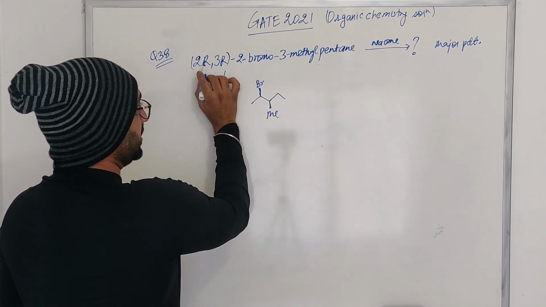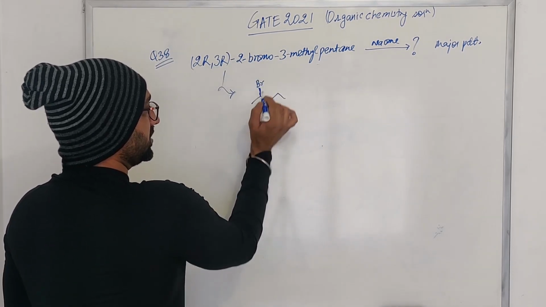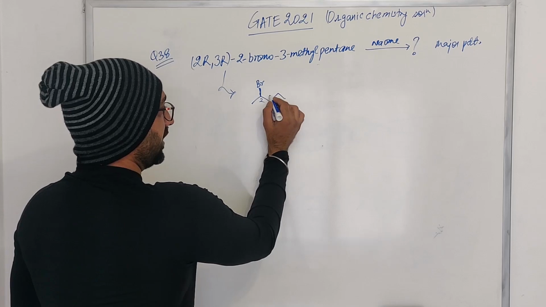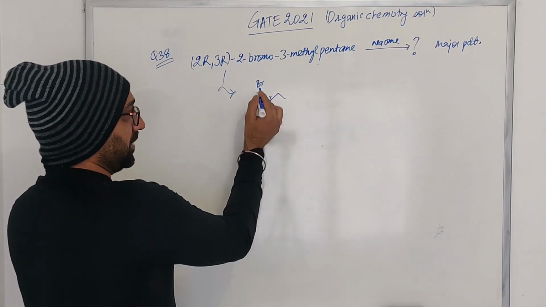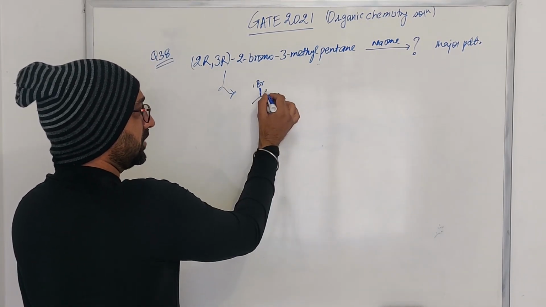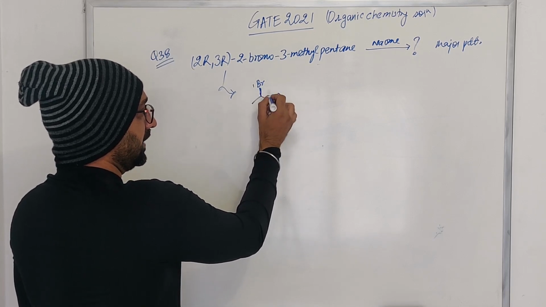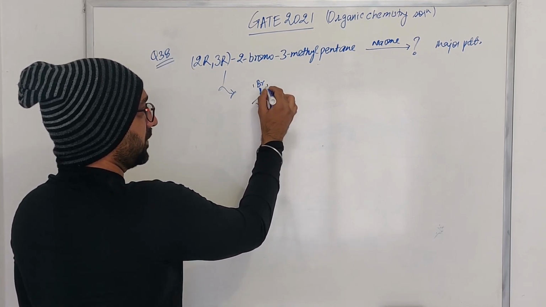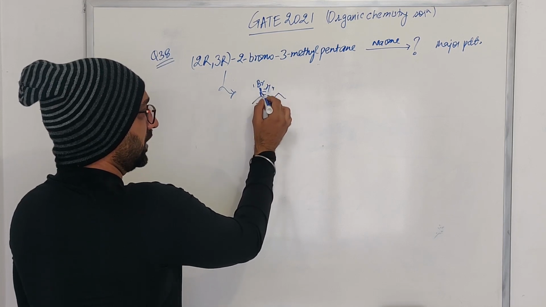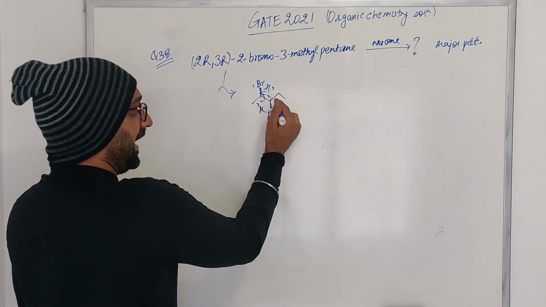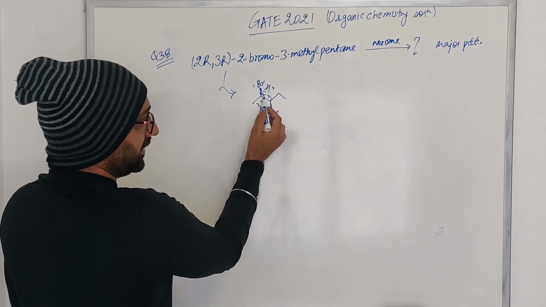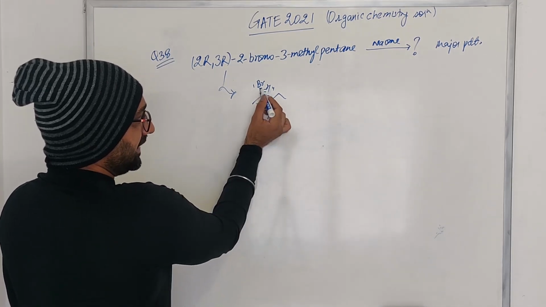means at position 2R. So at the 2 position we have bromo, and at the 3 position we have methyl, and they are R stereochemistry. How can we assign it? This is 1, 2. I should remove this 1. This is 2, and this is 3, and hydrogen is going behind the plane. So this is 4. So this is R.